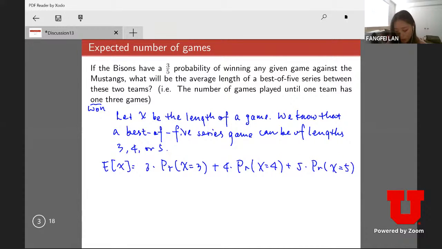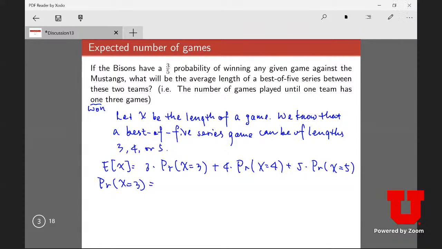Okay, so the harder part is to actually compute these probabilities. Any ideas? So how do we compute? I'm going to write them separately. So how do we compute the probability of X is equal to 3? How does the game look if it ends in 3 games? If the best of 5 series ends in 3 games? Either Bisons win all 3 or Mustangs win all 3.